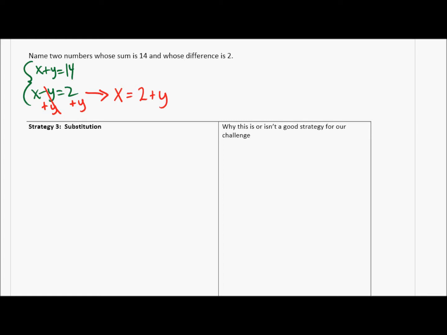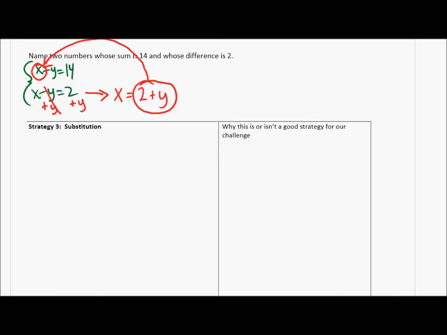And the way the substitution method works, it's exactly what it says it is. We're going to substitute from one equation into the other equation, and what we're going to substitute is this. We know that x has to be equal to 2 plus y, so I'm going to go into the other equation, and where I see an x, I'm going to replace it with 2 plus y.